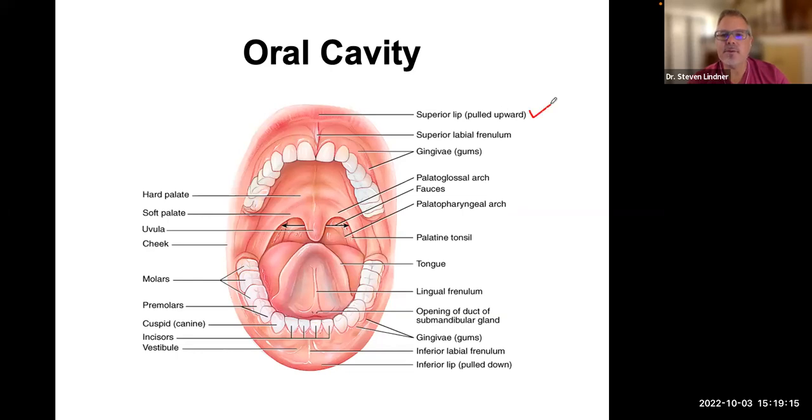Here we can see the superior lip. Here we have the gums known as the gingiva. Here is the palatopharyngeal arch. Here are the palatine tonsils. Here's our tongue. Here's the frenulum that's often cut on certain individuals if the tongue movement is somewhat restricted. Here's the gingiva, the gums on the bottom. Here's the inferior lip.